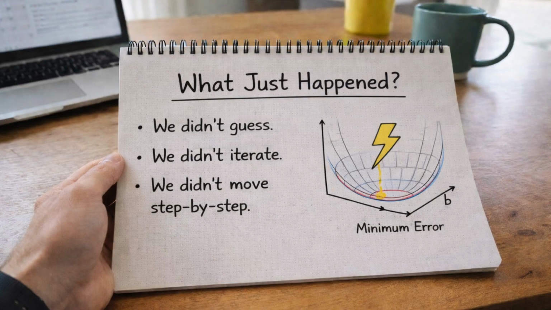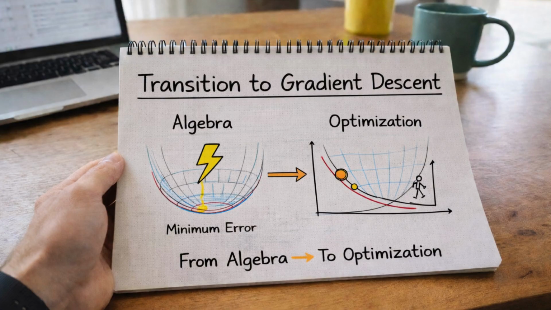So if we can solve linear regression like this, why do we need gradient descent? Because this method works beautifully for simple linear regression. But when data sets get very large or when models become more complex, solving everything algebraically becomes difficult. So instead of jumping directly to the answer, we learn how to walk downhill toward it. And that's where gradient descent comes in.